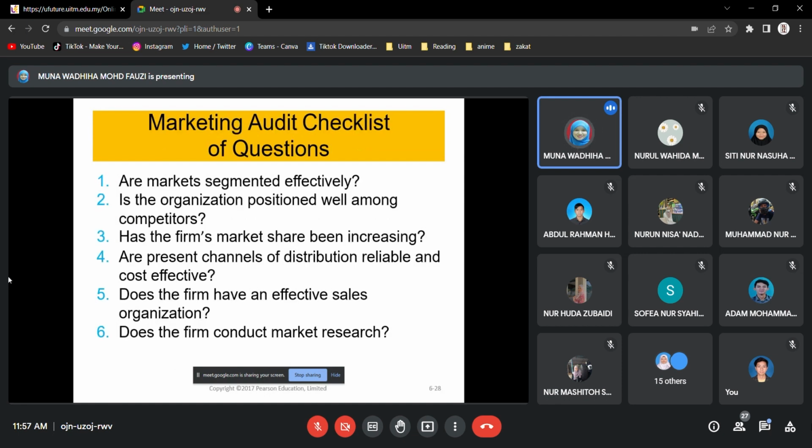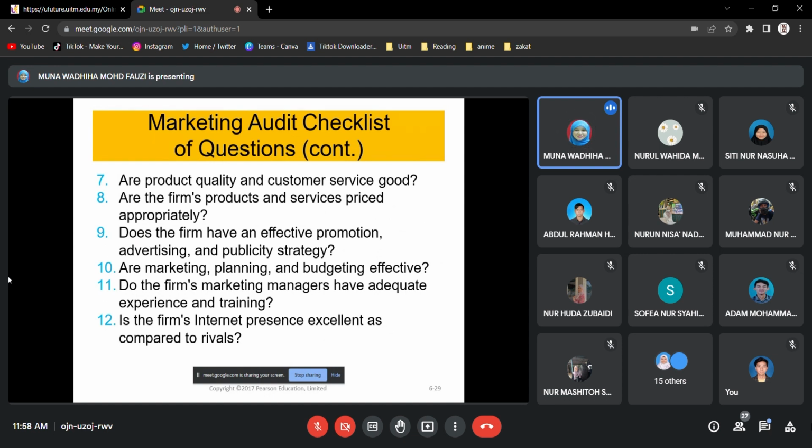So this is the marketing audit checklist of questions. Are the markets segmented effectively? Is the organization positioned well among competitors? Has the firm's market share been increasing? Are present channels of distribution reliable and cost effective? Does the firm have an effective sales organization? Does the firm conduct market research? Are the product quality and customer service good? Are the firm's products and services priced appropriately? Does the firm have effective promotion, advertising, and publicity strategies? Are the marketing planning and budgeting effective? Do the firm's marketing managers have adequate experience and training? Is the firm's internet presence precise and excellent compared to rivals?